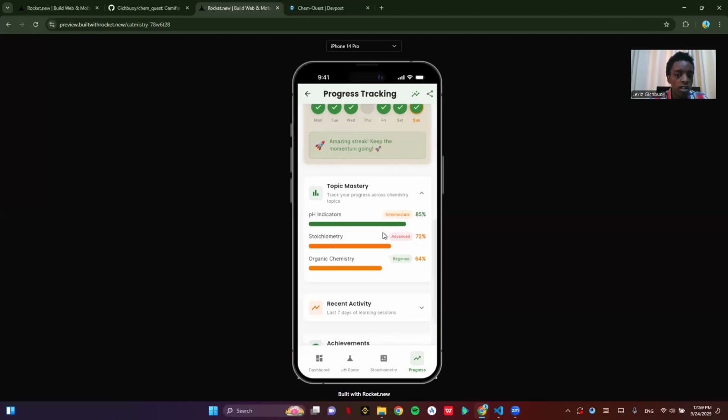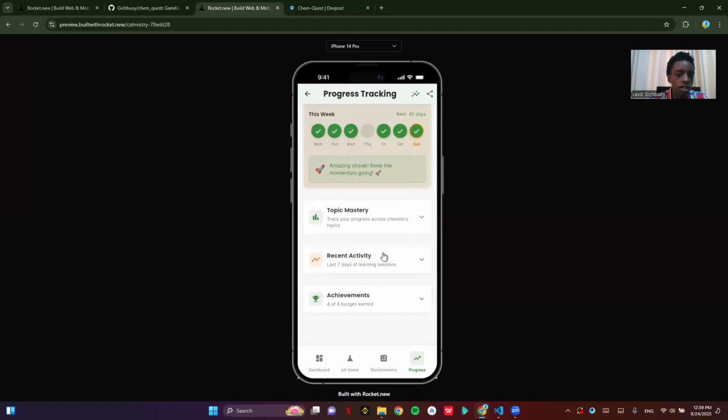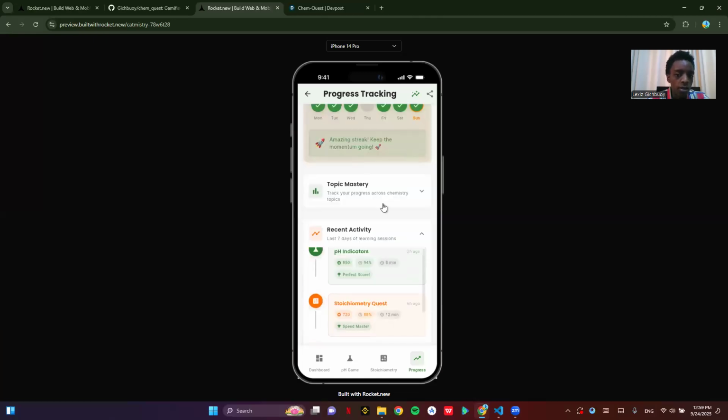This one is almost at 100. This one I have 72. That's where I've reached, and the organic chem. And the recent activity of the games that I've played.